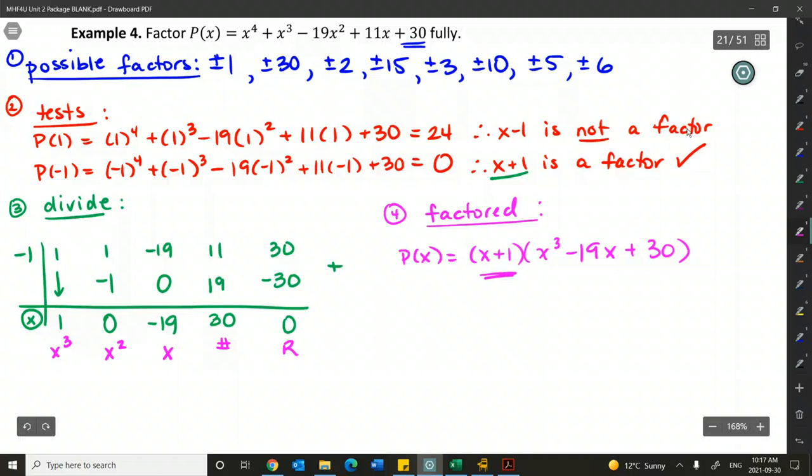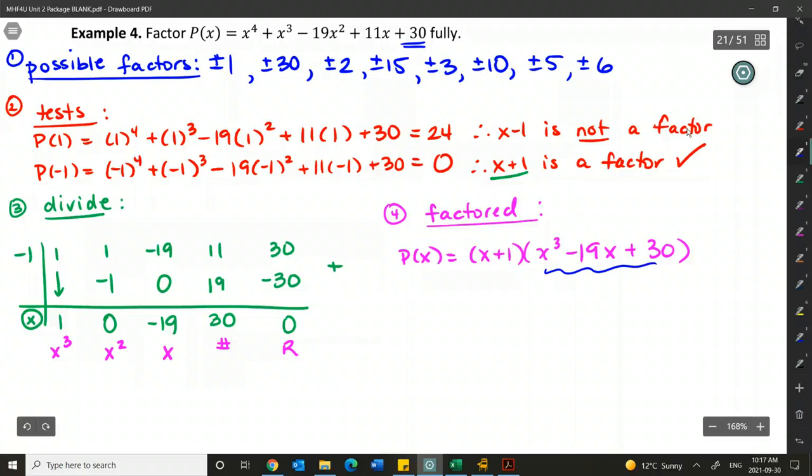Okay, when I multiply something linear by something degree 3, I get back the quartic. Right? That should make sense. I should get back what I started with. I'm not changing the degree. I'm just changing the format. I'm just making it into factored form.